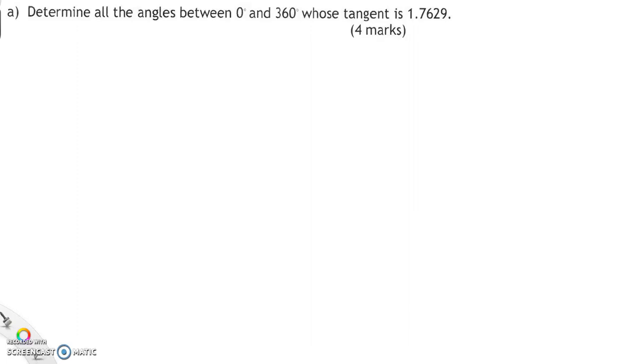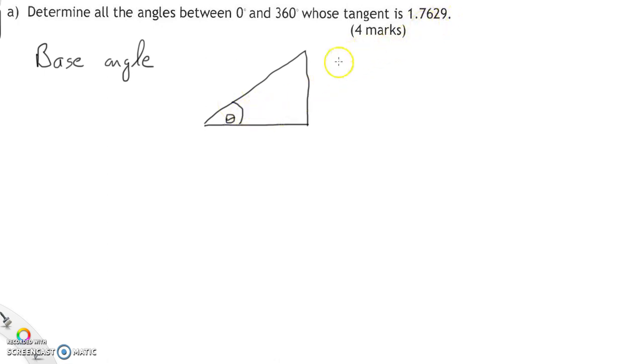Right, determine all the angles between 0 and 360 whose tan is 1.7629. Well, first of all, we want to get what's called the base angle. Draw a wee triangle, like so. This here will be our angle theta, that's our base angle. And this angle, let's say, has a tan of 1.7629.